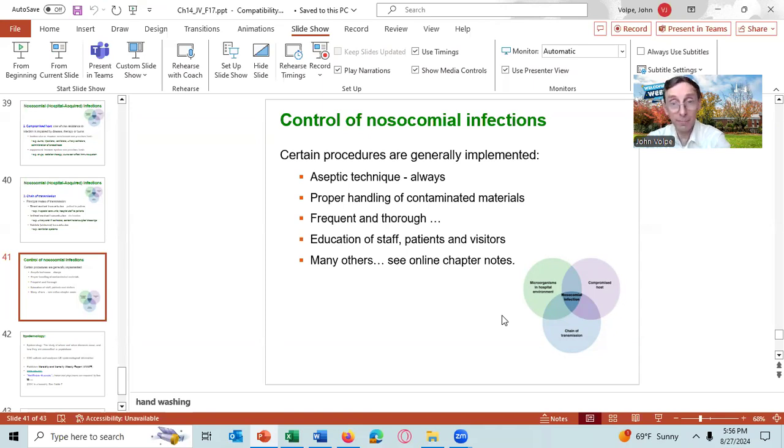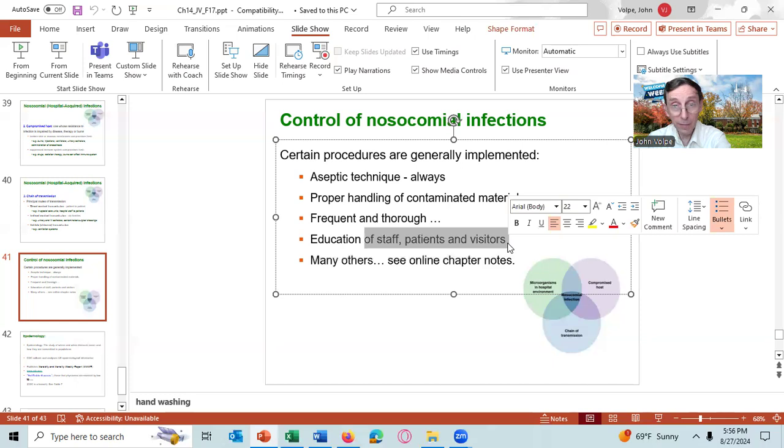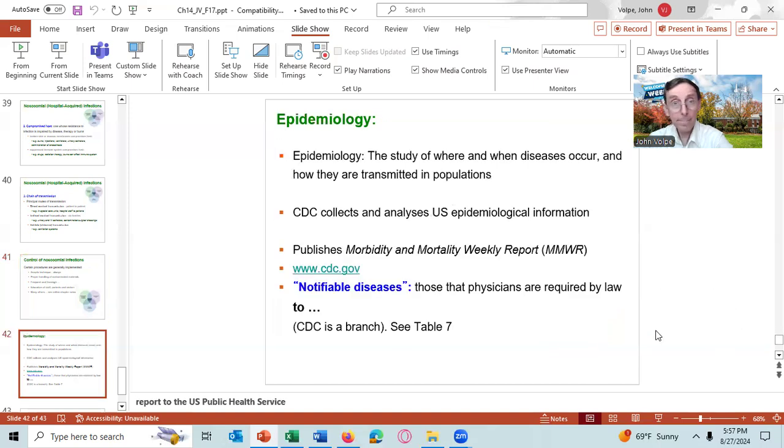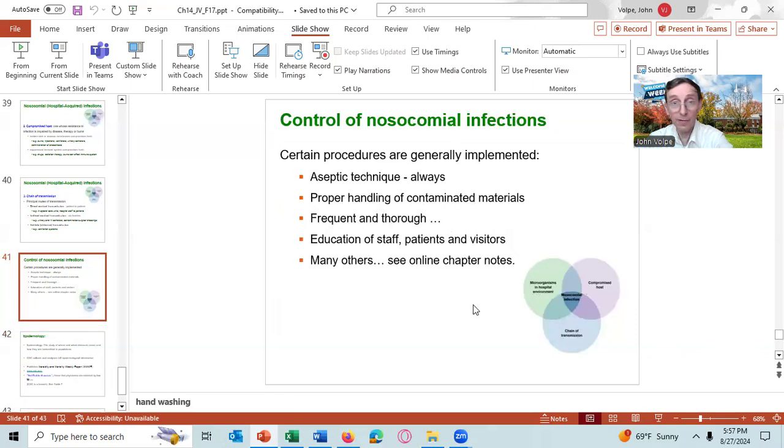And then the staff, the patients, and the visitors are now all educated, and the goal is to educate everyone and then reduce the spread of a nosocomial infection. There are many other things you can implement to reduce the spread of a nosocomial infection. If you're curious, take a look at my online chapter notes, and they talk about some of the other ways to reduce the spread of a nosocomial infective agent. Obviously, if you're sick, you should wear a mask or not be in the hospital at all. All right, any question about nosocomial infection?